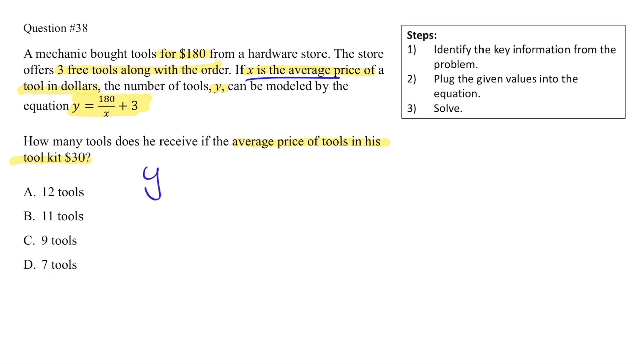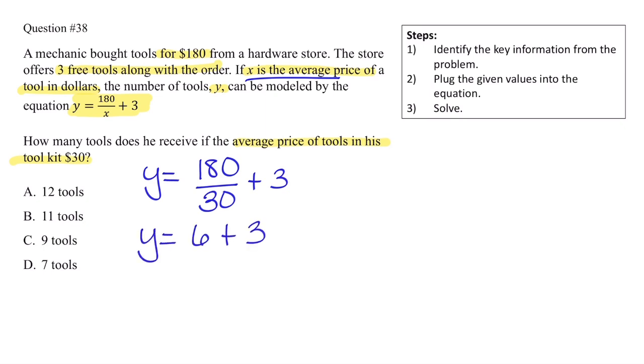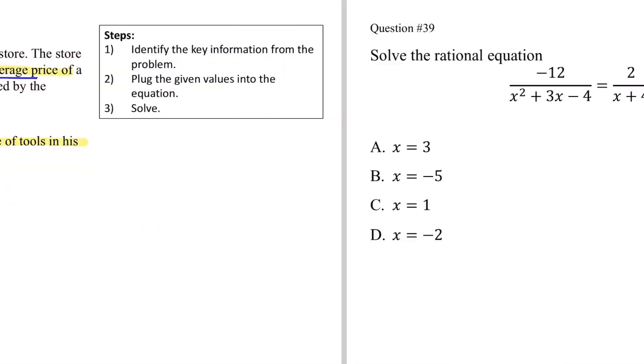So we're going to go to this equation, y equals 180 over x plus 3, and we're going to plug in 30 for x. So now all we need to do is simplify to find the value of y. So we have y equals 180 over 30, which is 6. We have 6 plus 3, so that's going to be y equals 9. So it's going to be C, which is 9 tools.